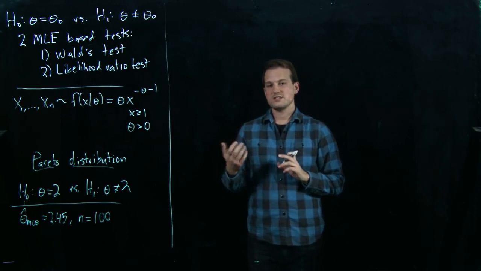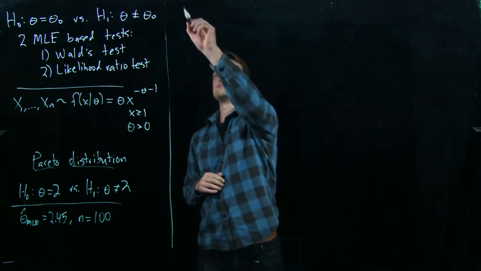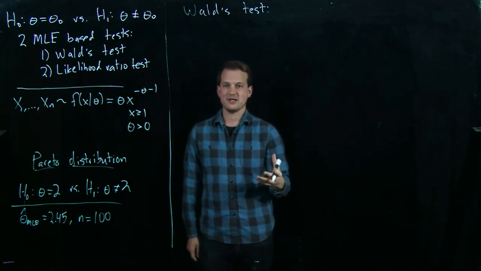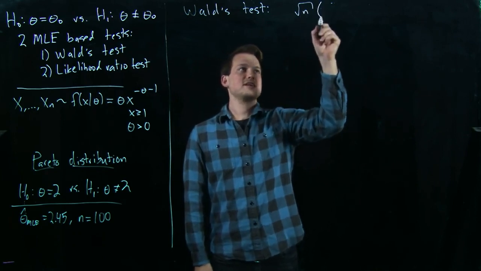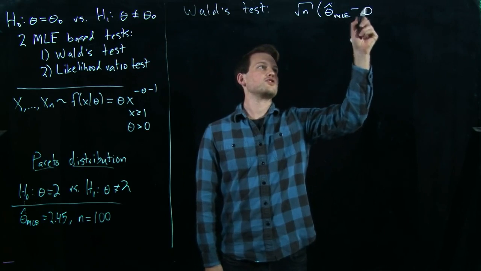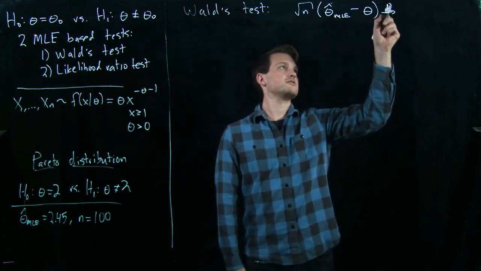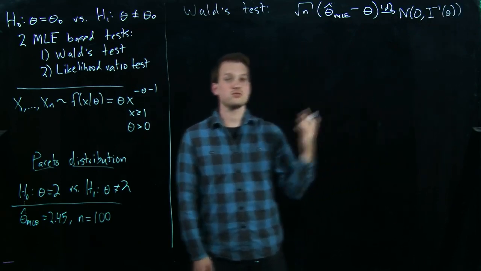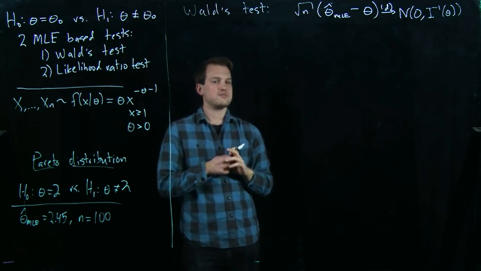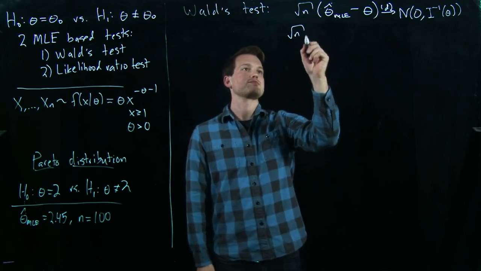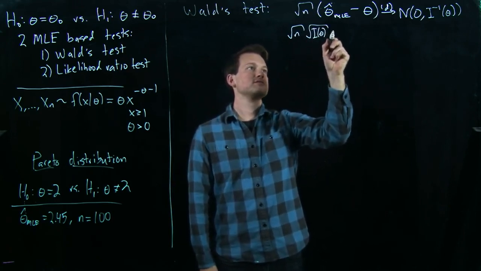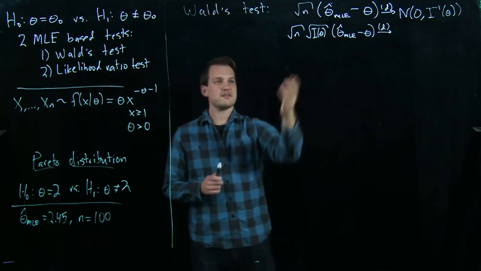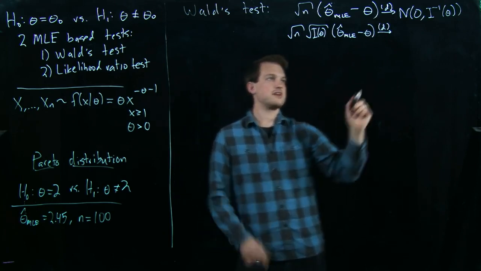So as a review, what is Wald's test and what is the likelihood ratio test? Wald's test is based on the asymptotic normal approximation to the MLE. The asymptotic normal approximation for the MLE says that the MLE minus the true parameter times root n will converge in distribution to a normal with 0 mean and variance equal to the inverse of the Fisher information of the true parameter. Now notice that I can multiply both sides by the square root of the Fisher information. I get root n times root Fisher information times, again, the theta hat MLE minus the true parameter. What does this converge to in distribution? Well, since I've now scaled this term by the square root of the Fisher information, this converges to a normal 0, 1.